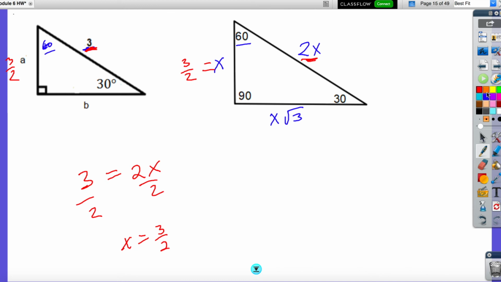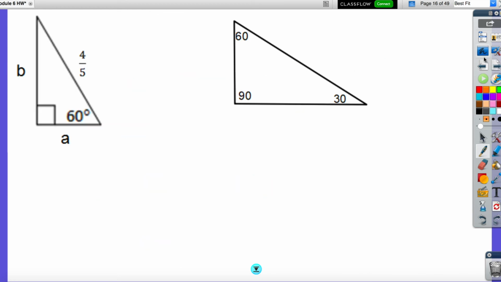My last side that I need to solve for is my b. Remember, b is across from 60. That is just the x value times radical 3. I already know what my x value is. My x value is 3 over 2. So when I plug it in, I'm going to have 3 over 2 times radical 3. And that's your final answer for b. It could be written like 3 radical 3 all over 2. Okay? All right, so let's go ahead and look at this one.